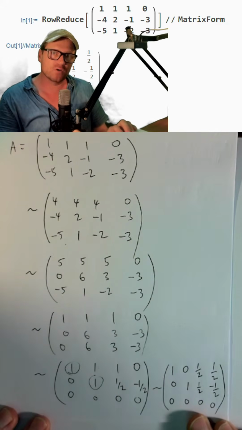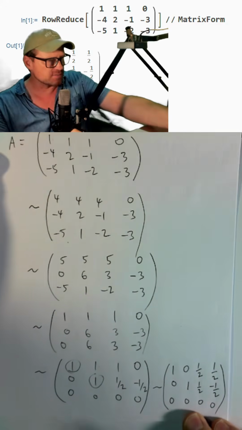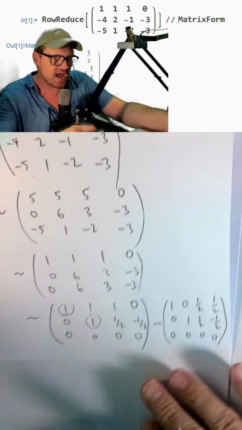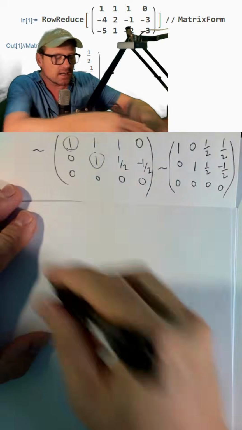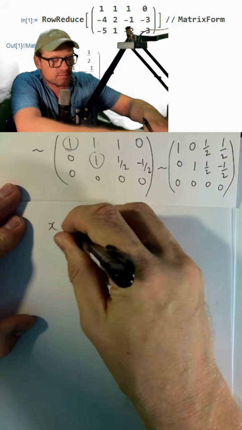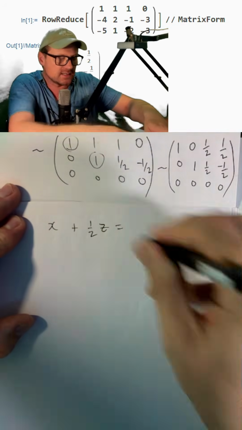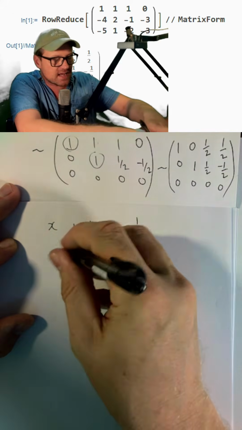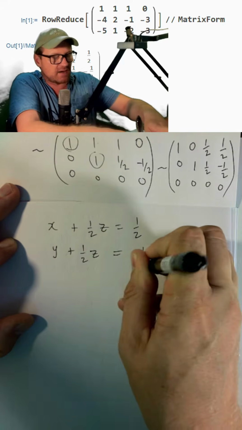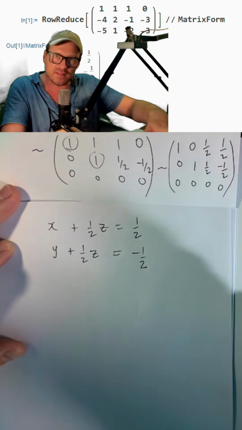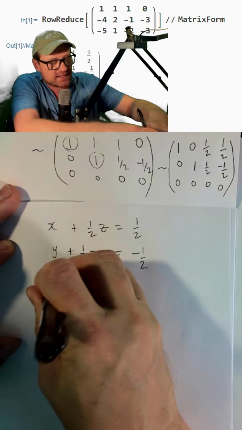Okay, so we have a row of zeros. So this is underdetermined, but we can do something with this. So now what we will do is write corresponding equations from this. And so this says x plus 1/2 z is 1/2, and the second one says y plus 1/2 z equals minus 1/2.